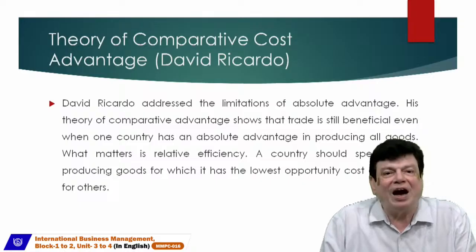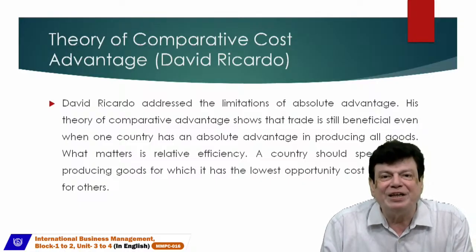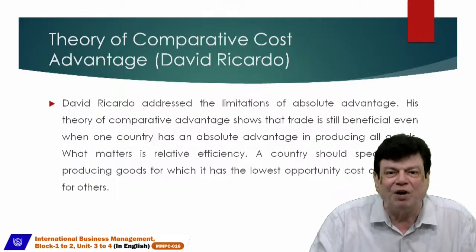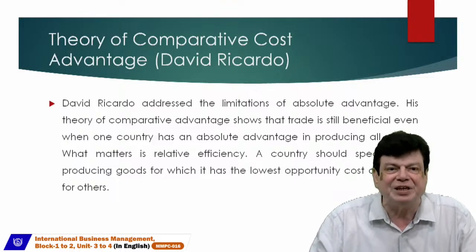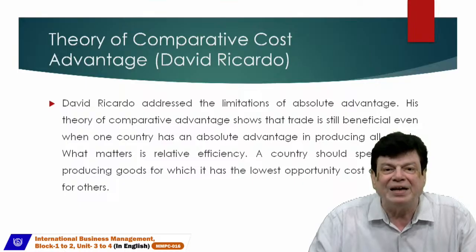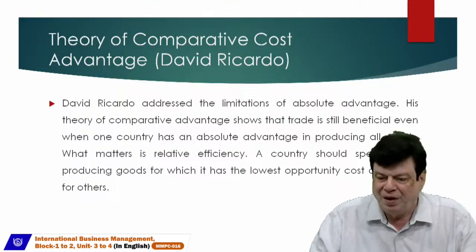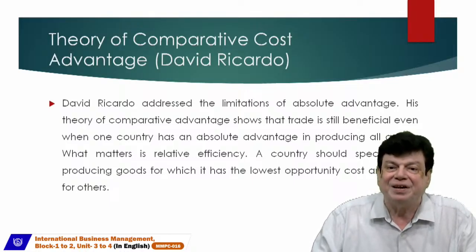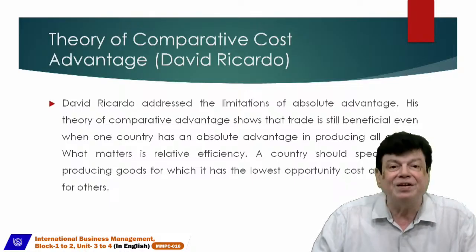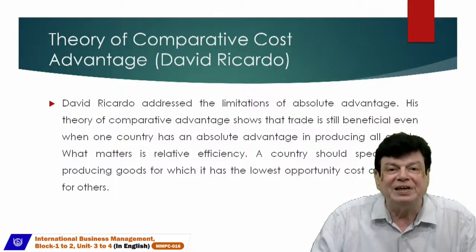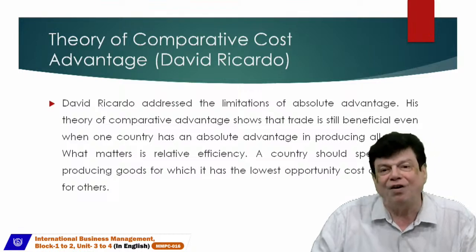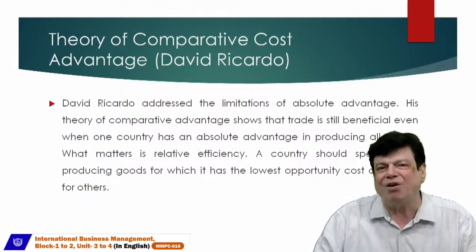Now, David Ricardo addressed the limitations of absolute advantage. His theory of comparative advantage shows that trade is still beneficial even when one country has an absolute advantage in producing all goods. What matters is relative efficiency. A country should specialize in producing goods for which it has the lowest opportunity cost and trade for others. That is what David Ricardo said.